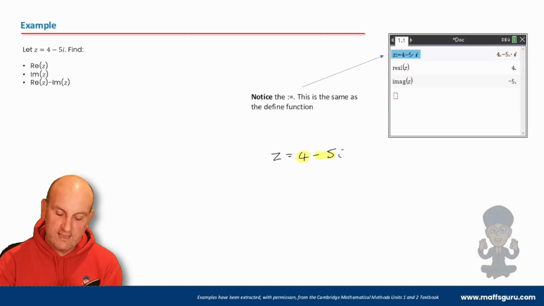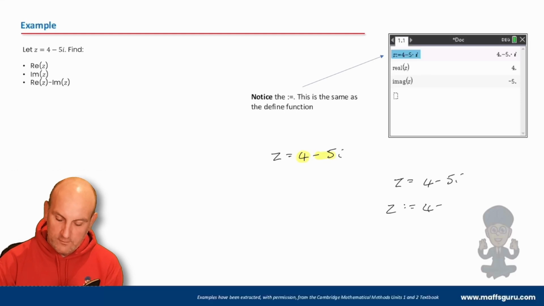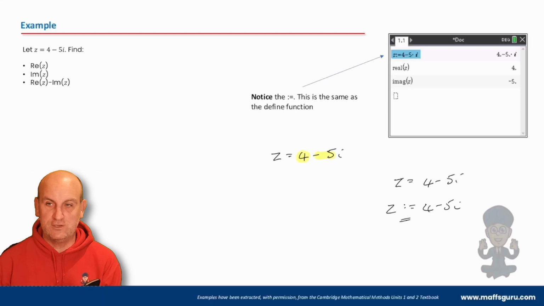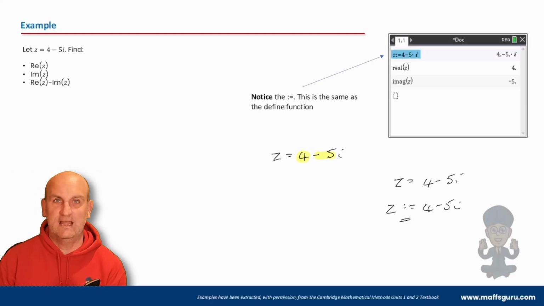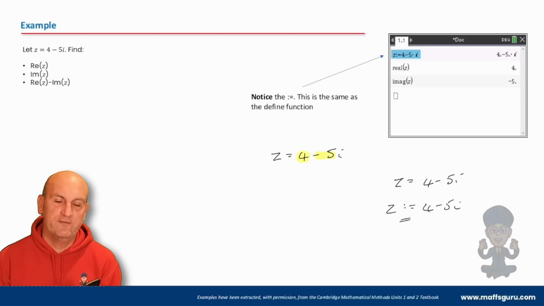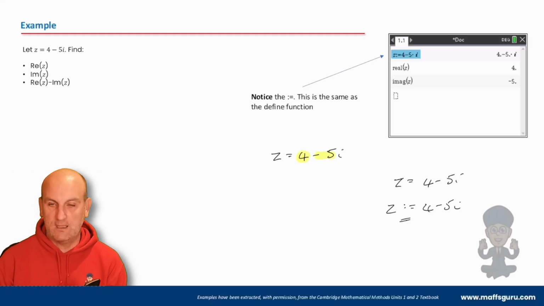Now, a word of warning with your calculator again. You'll notice in the notation it is not written as z equals 4 minus 5i. It is z becomes equal to 4 minus 5i. Now, this is actually Python notation. It's computer notation. And for your calculator it means exactly the same as define. So if you said define z equals 4 minus 5i, that's exactly the same as the become equal sign.